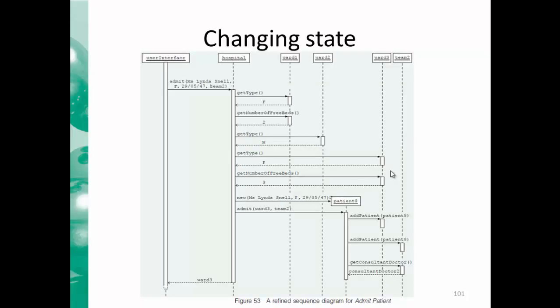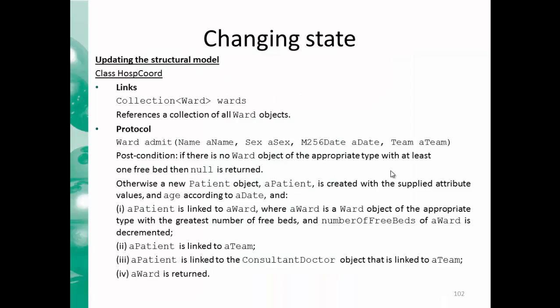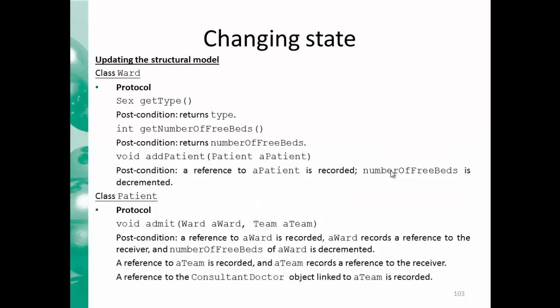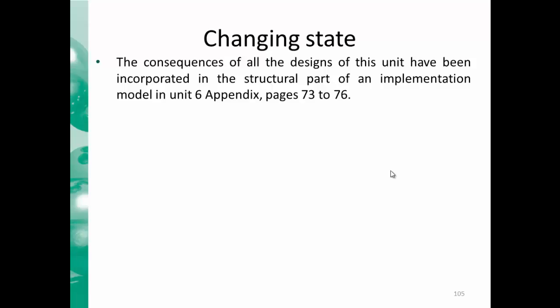After completing this sequence diagram and deciding about the many protocols and links we have here, like get type forward, get number of free beds, admit the patient to some ward and team, add patient to the team, and then get consultant doctor, all this will update our structure model with more links and more protocols, as you can see in these slides. This is the end of unit 6.